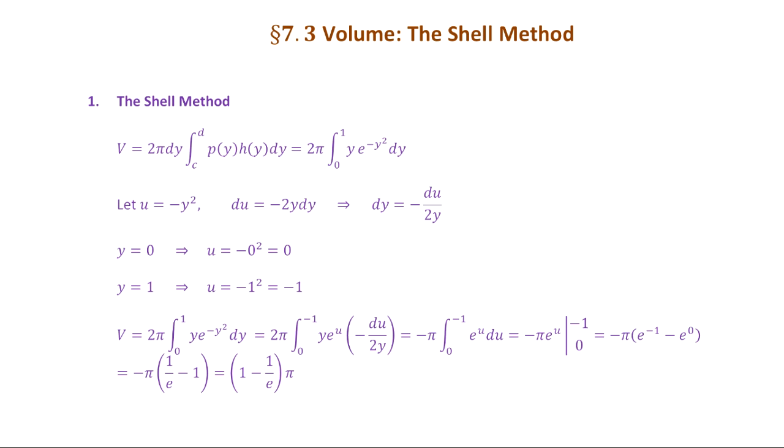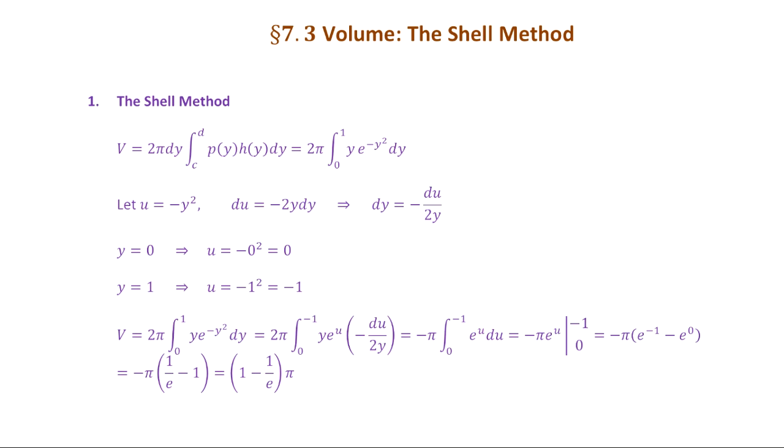Okay, and then now we can integrate the function to get 2 pi times the integral from 0 to -1, with the new variable, of y times e to the u, because negative y squared is just u. And then dy is just negative du over 2y. So plug in those things and then cancel the y and cancel the 2 and simplify a little bit, take out the negative sign. You get negative pi times the integral from 0 to -1 of e to the u du. That's the only thing left.